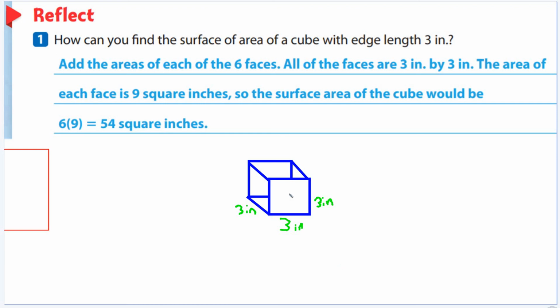So each face has 9 inches squared. And since there's 6 of them, 9 times 6 is 54. Again, if you're stuck, pause the video, go back, and recheck it again.